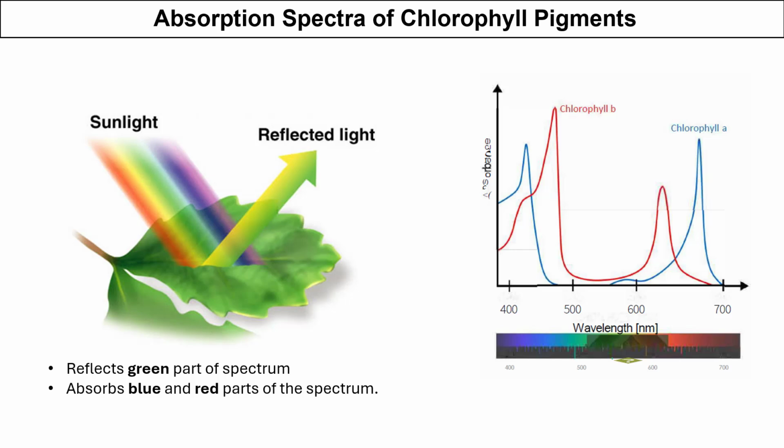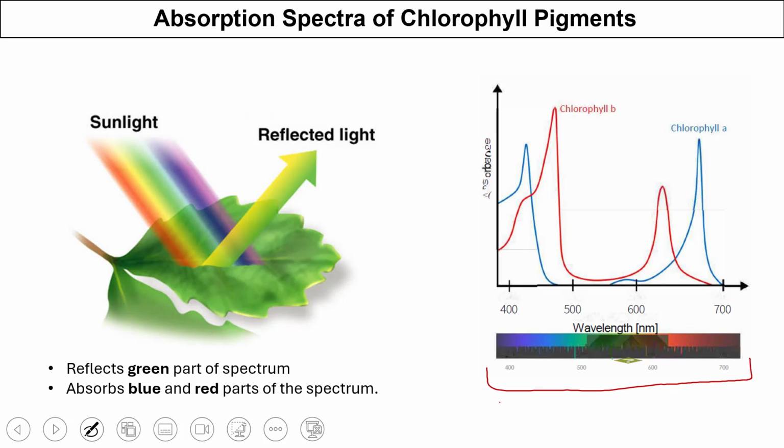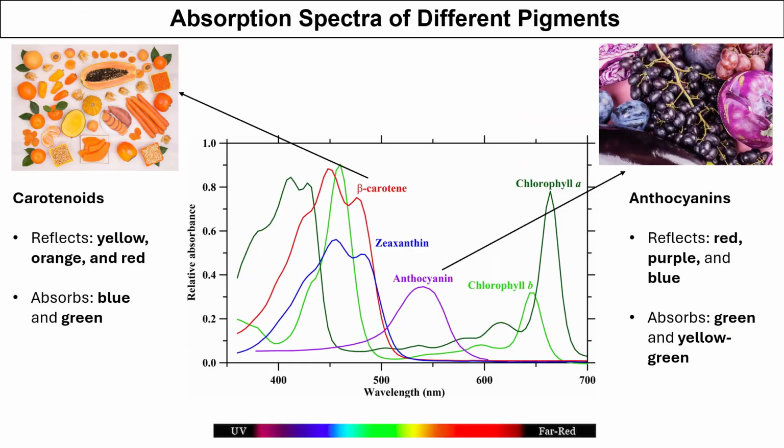Now if this is the spectrum of light, on this side you have blue colors, in the middle you have yellow and green colors, and on this side you have mainly red color. So this diagram is showing you that chlorophyll can absorb the blue range of colors and the red range of colors, and it reflects the green range of colors, which is why they appear green.